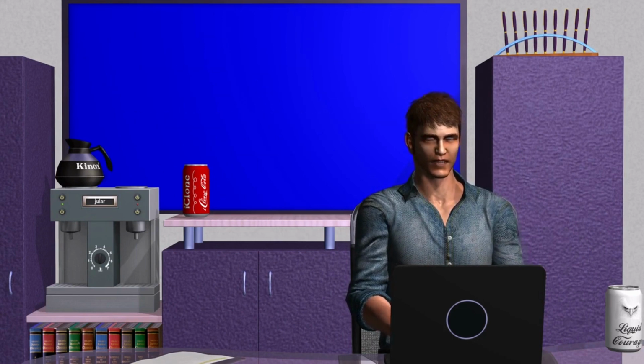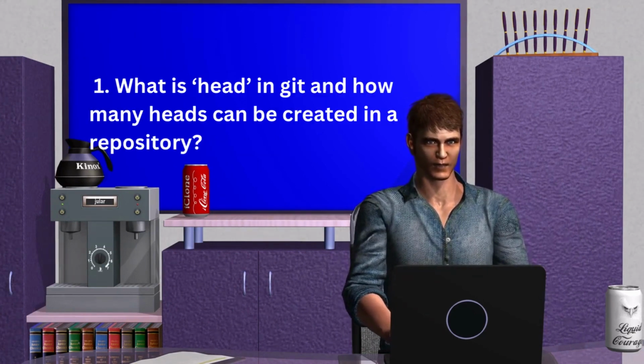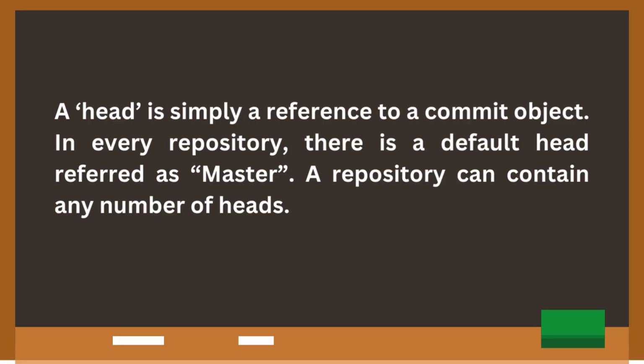Part 2. 1. What is head in Git and how many heads can be created in a repository? A head is simply a reference to a commit object. In every repository, there is a default head referred to as master. A repository can contain any number of heads.